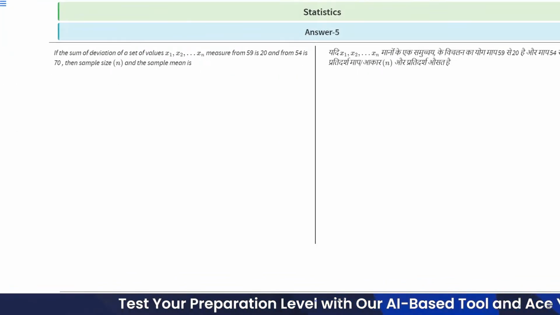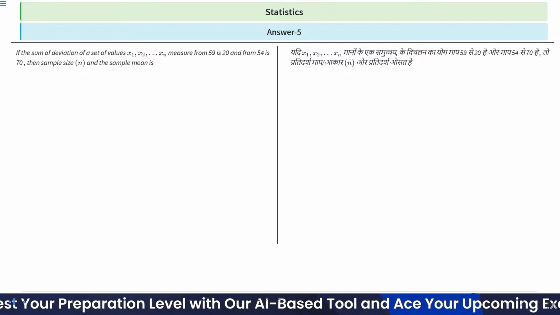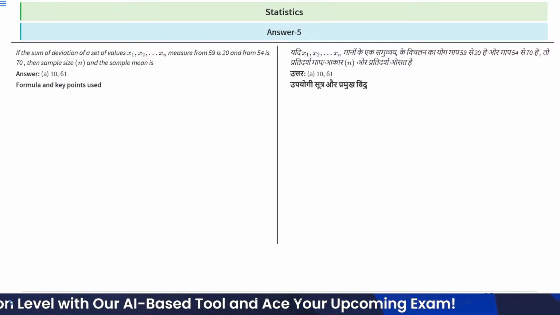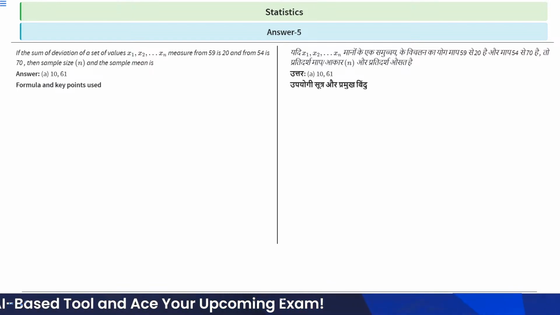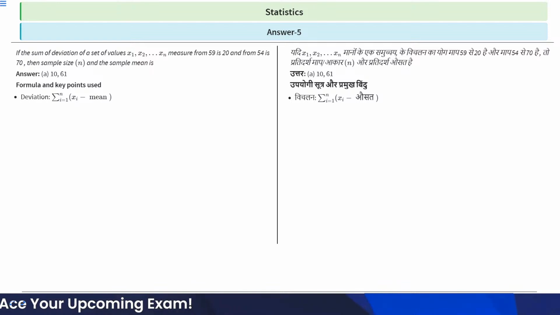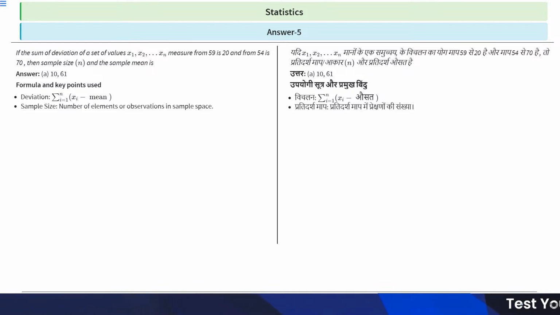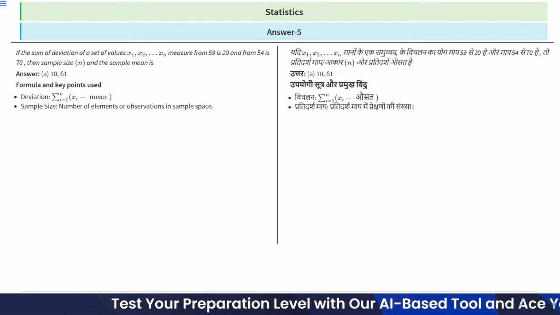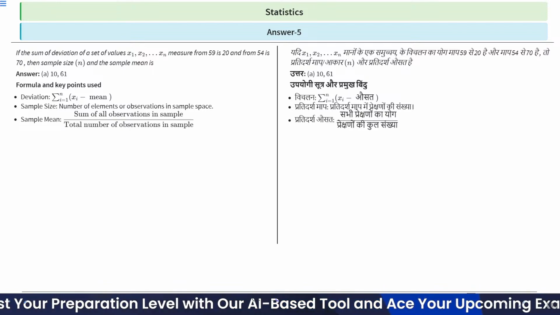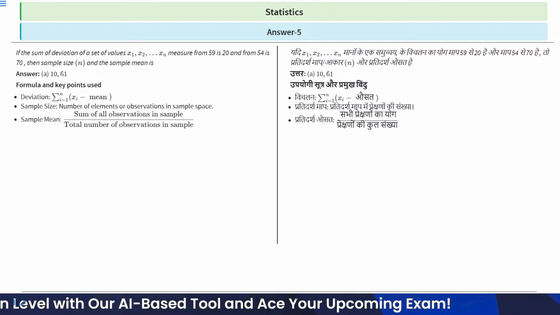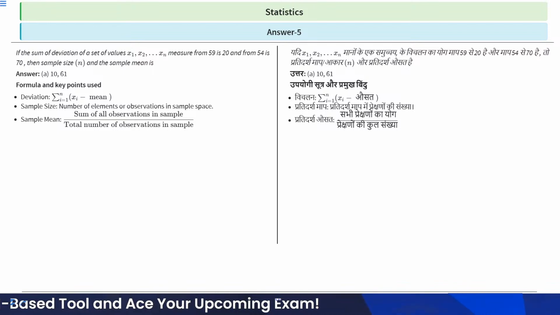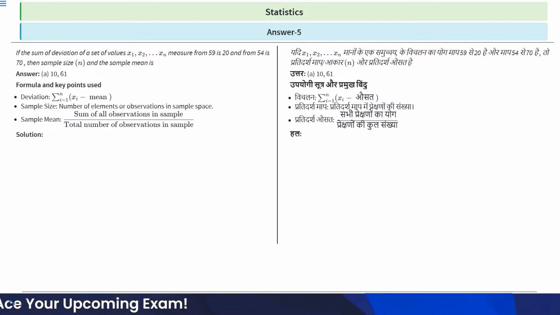Solution part. The formula and key points we will use in this question is deviation is equal to summation of i equal to 1 to n of xi minus mean. Sample size is equal to the number of elements or observations in the sample space. Sample mean is equal to the sum of all the observations in the sample upon the total number of observations in the sample. So let us see the solution.